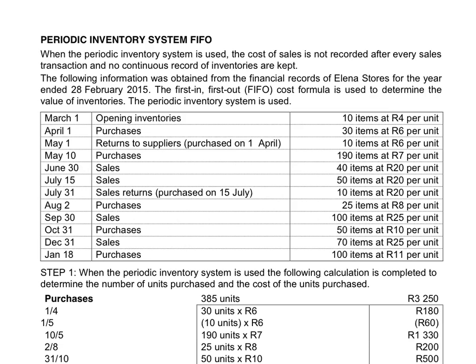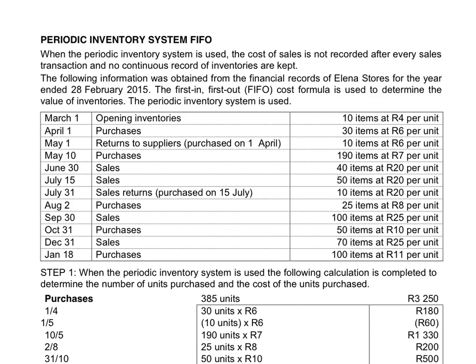When the periodic inventory system is used, the cost of sales is not recorded after each transaction. Only at the end of the year, a calculation is done to determine the cost of sales, and no continuous record of inventories is kept during the year. You do not write in your inventory account during the year. Therefore, it is not necessary to work out the cost of sales figure after every transaction.